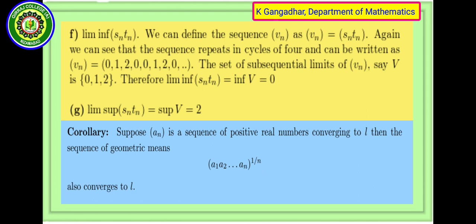So here we have one corollary. Suppose the sequence An is a sequence of positive real numbers converging to L, then the sequence of geometric means, the limit of a1 a2 so on an, whole power 1 by n, is L.